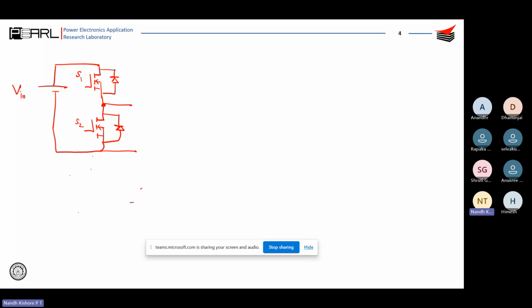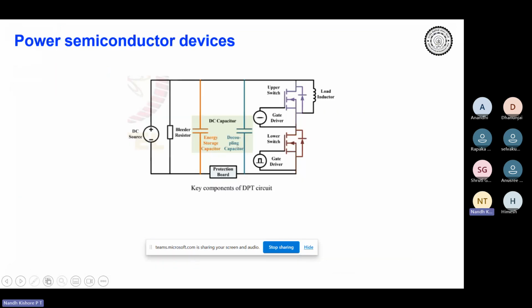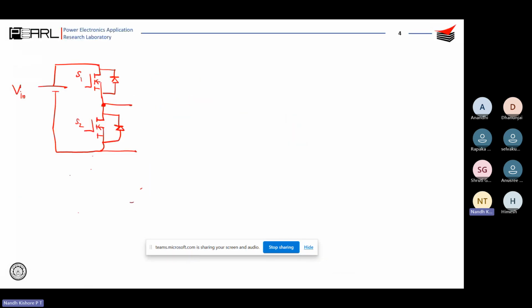So what do you understand when S1 is on? When S1 is on, let me call this VA. So when S1 is on, VA is equal to Vin, correct? And when S1 is off, VA is equal to 0. When S1 is off, and of course when S2 is on, VA is equal to 0.